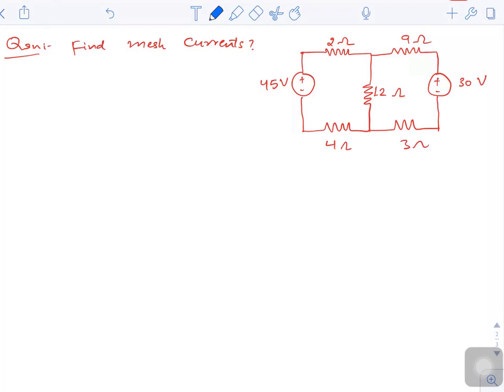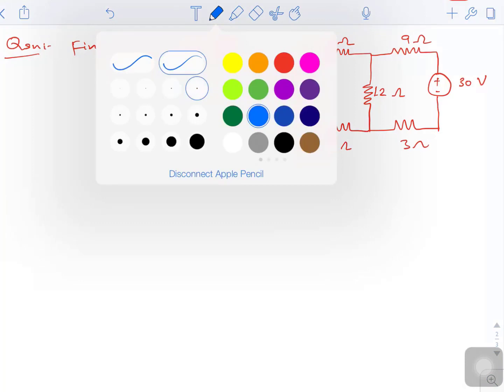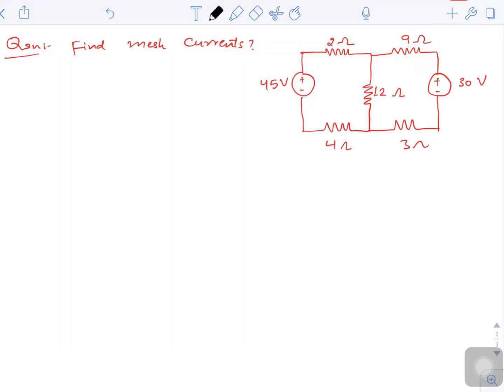The example is here. The question given to us is we have to calculate mesh currents. As you can see here, if I ask you first, how many meshes can you see? So what is a mesh? Inside which there exists no other loop. So what about this path? It is a mesh because inside this there is no other loop. What about this path? Again it is a mesh because inside this there exists no other path. So we can say number of meshes are 2.